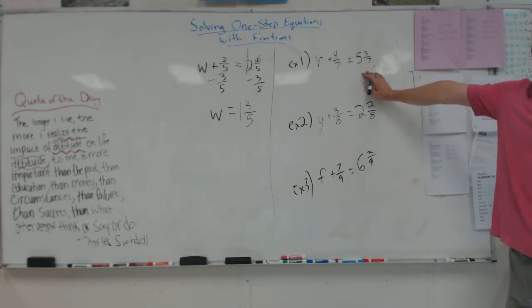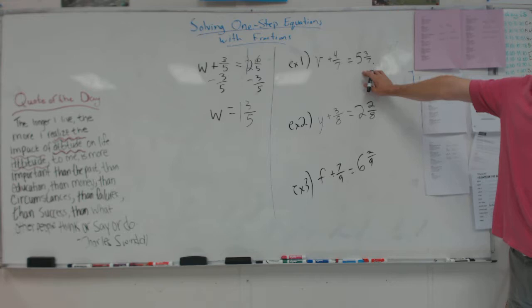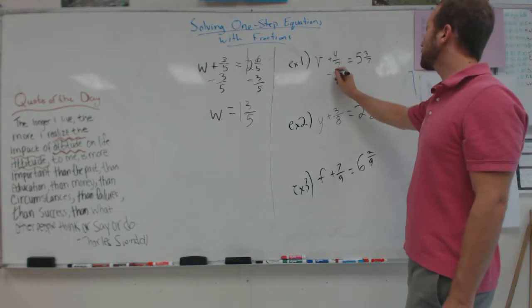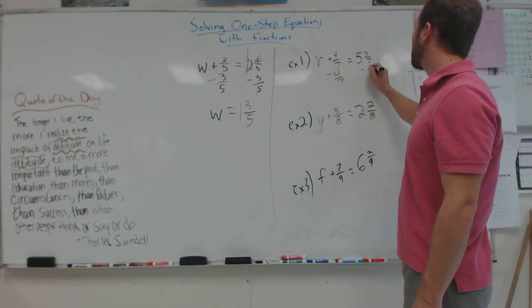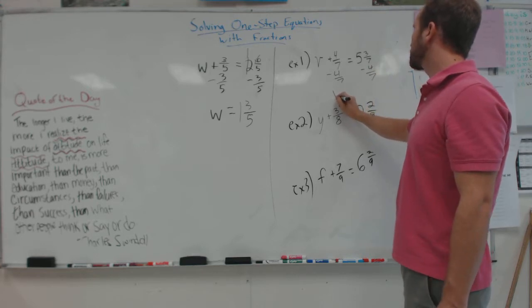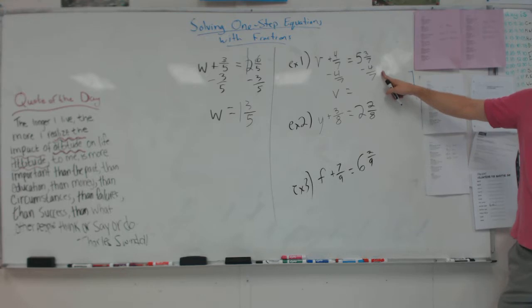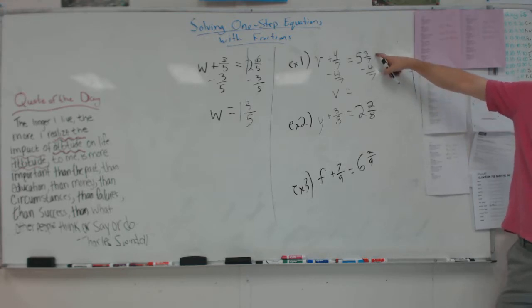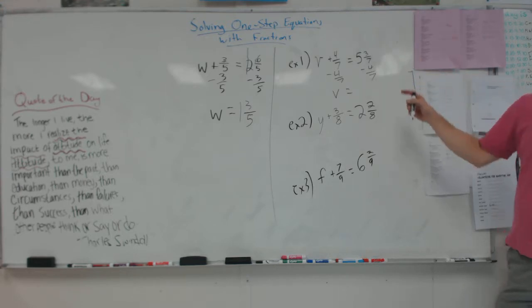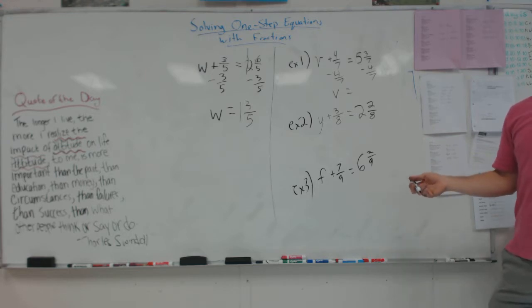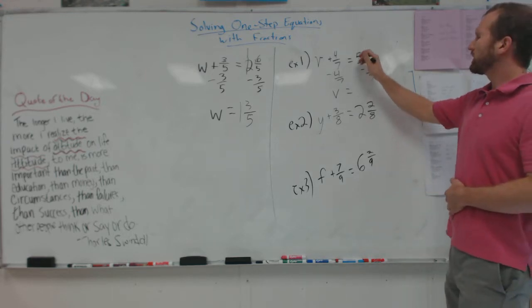Okay, the first step. Subtract 4/7 from both sides. Good. V equals. So I have 5 and 3/7, and I'm trying to take away 4/7. Do I have enough 7ths here? I don't have enough, so what do I do? Borrow. So I'm going to borrow.